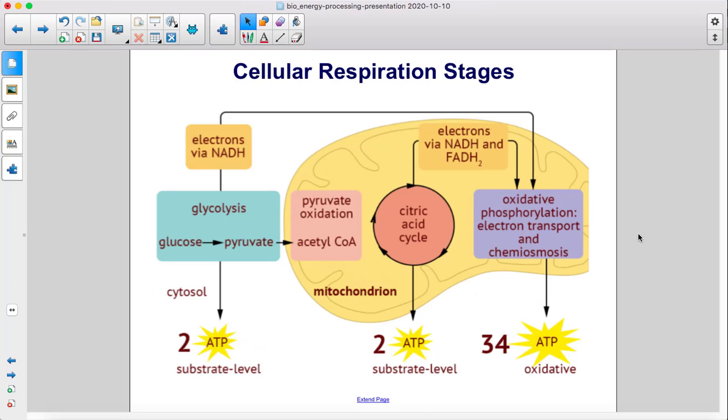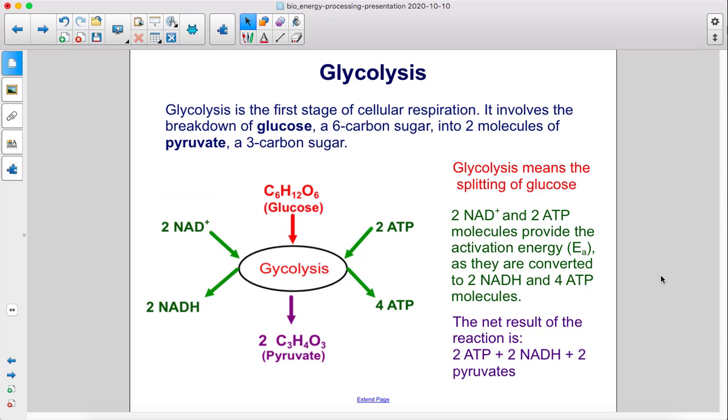Here is a diagram of the cellular respiration stages. Glycolysis is the first stage of cellular respiration. It involves the breakdown of glucose, a 6-carbon sugar, into 2 molecules of pyruvate, a 3-carbon sugar. Glycolysis means the splitting of glucose.